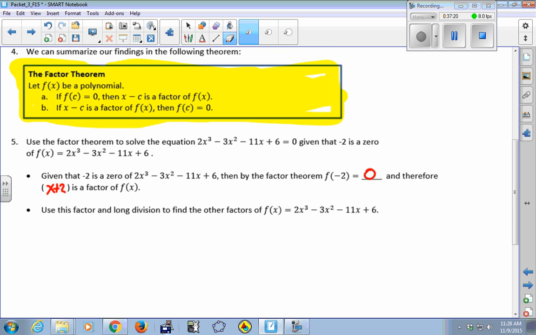So now you can find your other factors by taking 2x cubed minus 3x squared minus 11x plus 6 and dividing it by x plus 2. What should you expect for a remainder? What should be the remainder when you're done? 0. How do you know? Because it's a factor. Exactly.